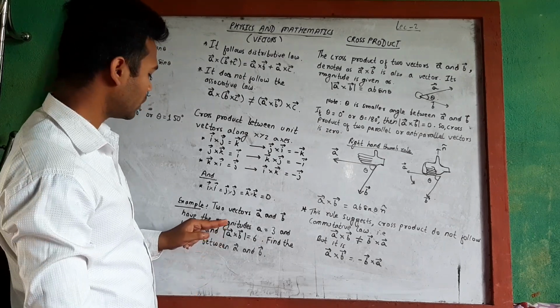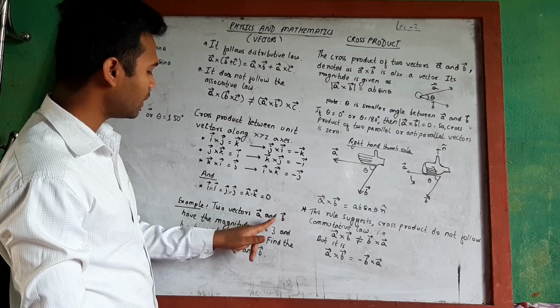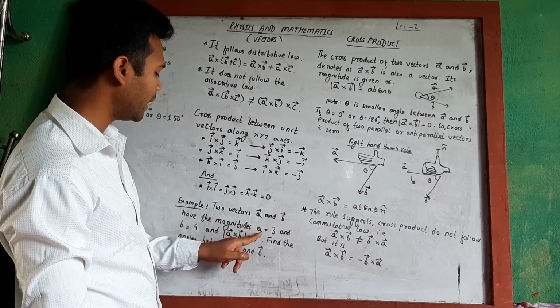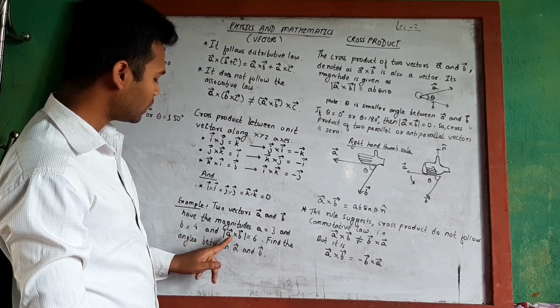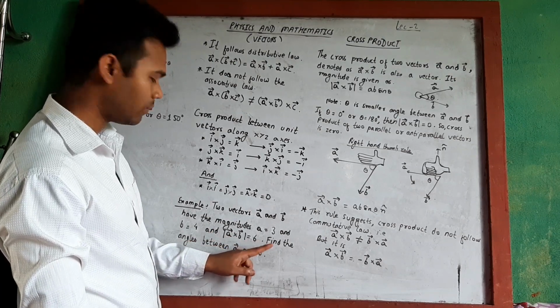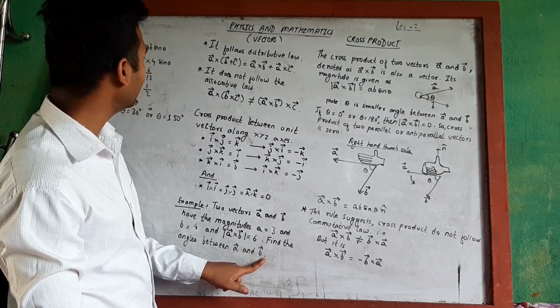Now let us do one example. Two vectors, a vector and b vector, have magnitudes a equals 3 and b equals 4, and the magnitude of a vector cross b vector is equal to 6. Find the angle between a vector and b vector.